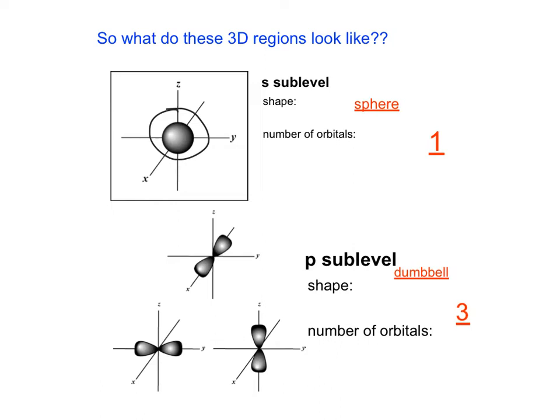When you jump up to P, we call that the dumbbell shape, because it looks kind of like a dumbbell in a gym. And you could orient that dumbbell 3 different ways. You could have it lie along the x-axis, you could have it lie along the y-axis, or you could have it lie along the z-axis. 3 different orientations mean you can have 3 distinct, different orbitals. So S has 1, P has 3.